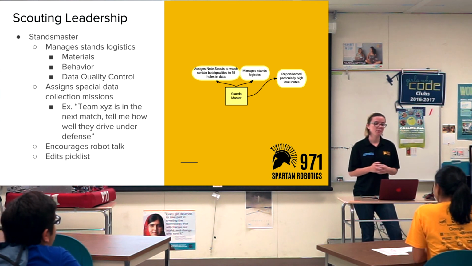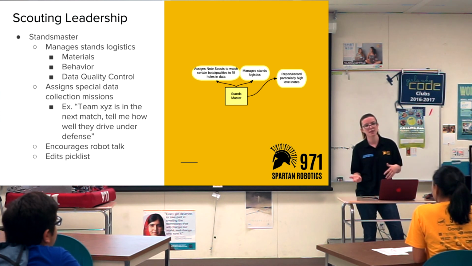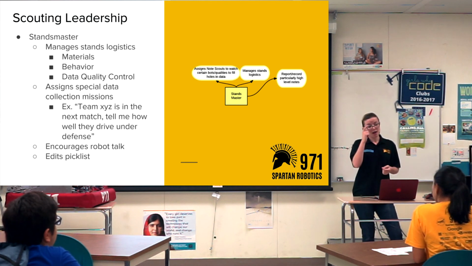So stands master, they are managing stands logistics. That's basic things like material, making sure everyone's got their binders, that they're sitting in the right places. Like, oh no, Johnny dropped his pencil and now he needs another one. Things like that.